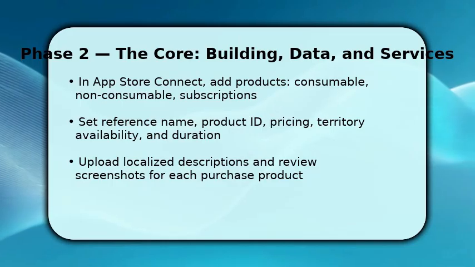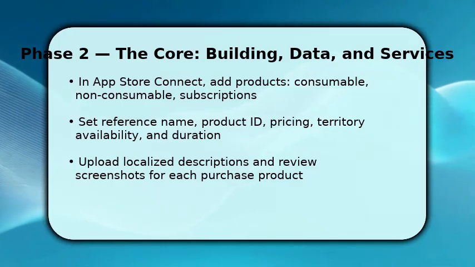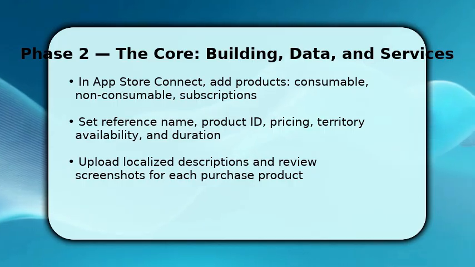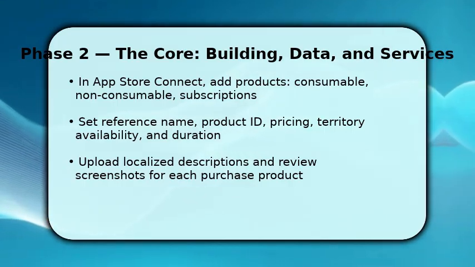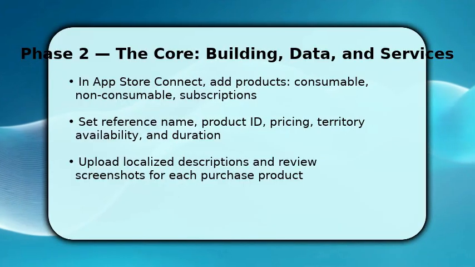Next, you create individual products in App Store Connect, distinguishing consumable versus non-consumable and subscription offerings. Assign clear product IDs that match keys in your code, then choose pricing tiers and territory availability so customers see correct local prices. Upload localized titles and descriptions.